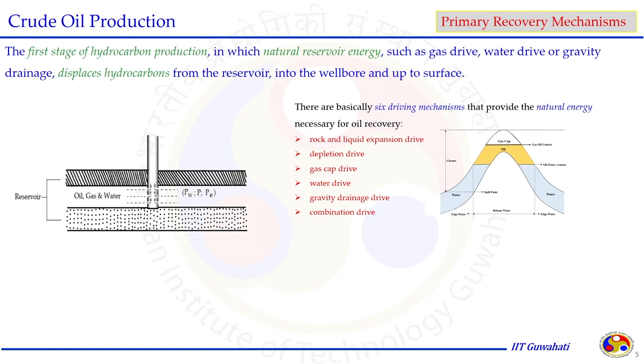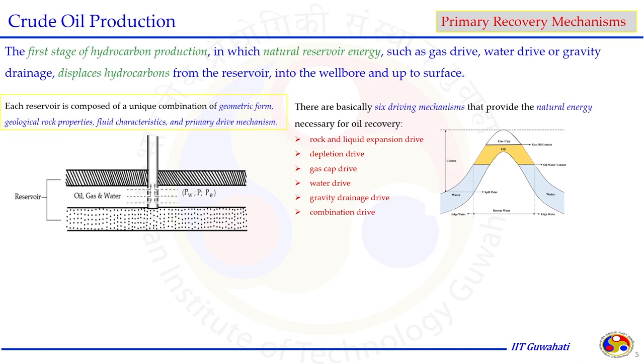So let's briefly recall the primary recovery process. This is the first stage of production, in which the natural reservoir energy such as gas drive, water drive, and gravity drainage displaces hydrocarbon from the reservoir into the well bore and then further to the surface. We discussed in detail the various types of drive mechanisms. Those are naturally present in the reservoir domain for the crude oil system as well as for the gas well system. For the crude oil, there are six types of drive mechanism. Those are responsible for maintaining the pressure in the reservoir domain to produce the oil to the surface.